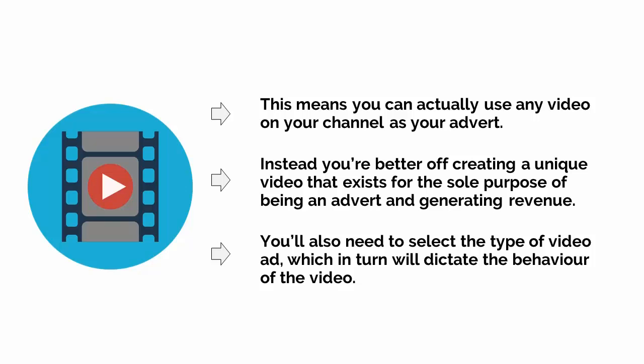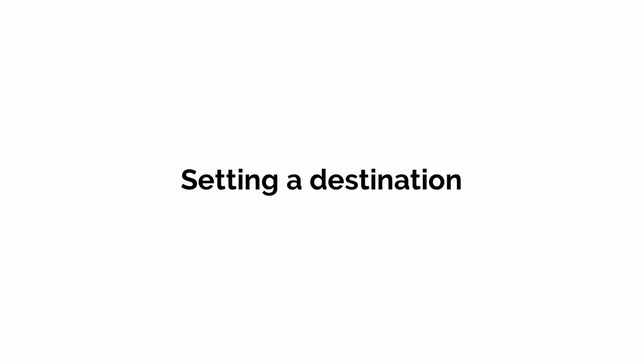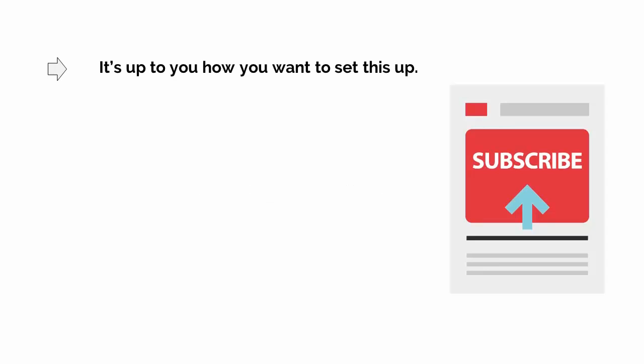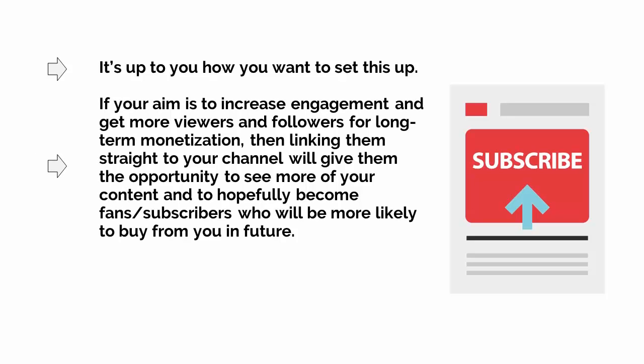If someone clicks your advert, or if they click the branding that appears around it, then they're going to be taken to a specific destination which should encourage sales and engagement with your brand. It's up to you to choose what this destination is, and it can either be your YouTube channel itself, or it can be another one of your videos. In other cases, you can link with a call to action, which means that you can send them straight through to a landing page or a site where they can buy your product. It's up to you how you want to set this up. If your aim is to increase engagement and to get more views and followers for long-term monetization, then linking them straight to your channel will give them the opportunity to see more of your content and to hopefully become fans or subscribers who can be more likely to buy from you in future.